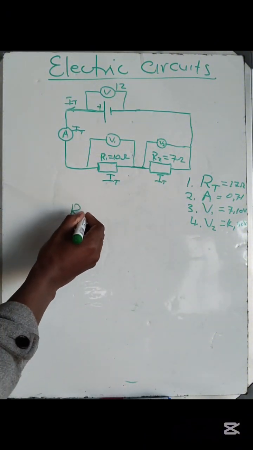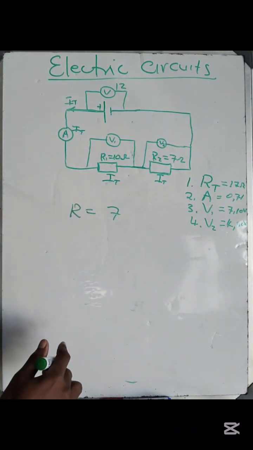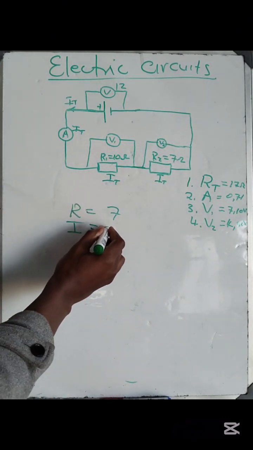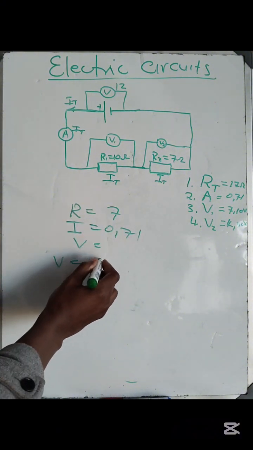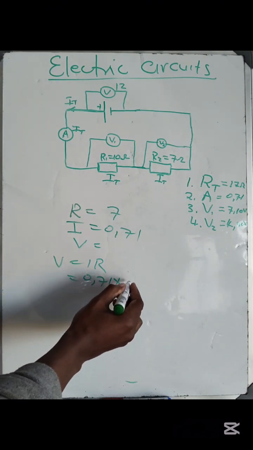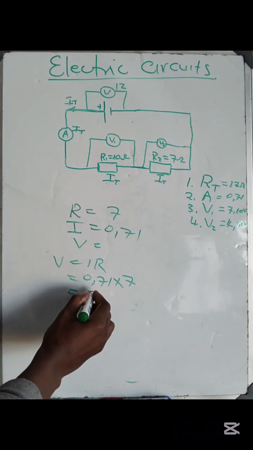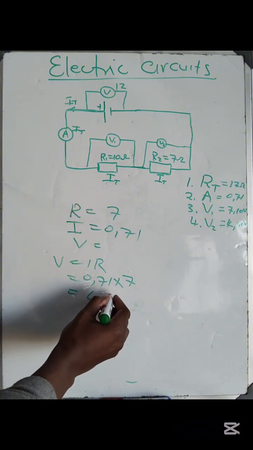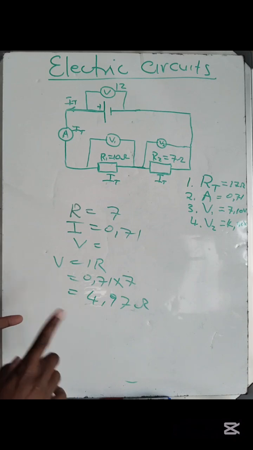Then you can also calculate it by using the formula. Remember, the resistance here is 7. The current there is 0.71. Then you are looking for V. V is equal to IR. So the current is 0.71 times the resistance, which is 7. So we should have the same answer. The answer here is 4.97, which is the same as that one, okay?